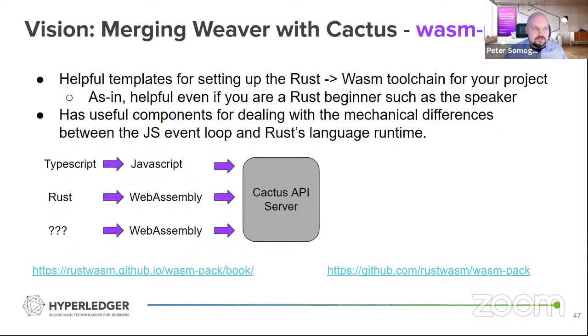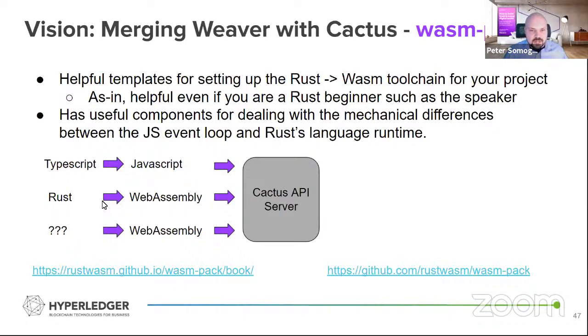And then what this boils down to is that you can compile down TypeScript to JavaScript. You can load that as a plugin into the Cactus API server, which is a Node.js process. And you can compile down Rust to WebAssembly, and then also load that as a module into the Cactus API server. And this way, for the TypeScript code and for the Rust code, it's basically transparent if that method that they're calling at runtime is actually being implemented in TypeScript or Rust.